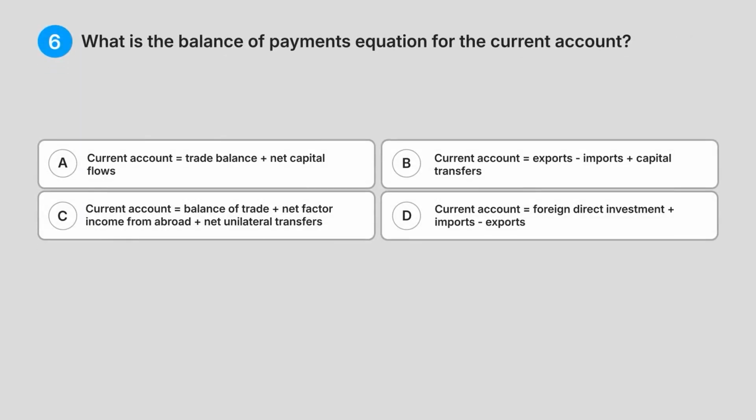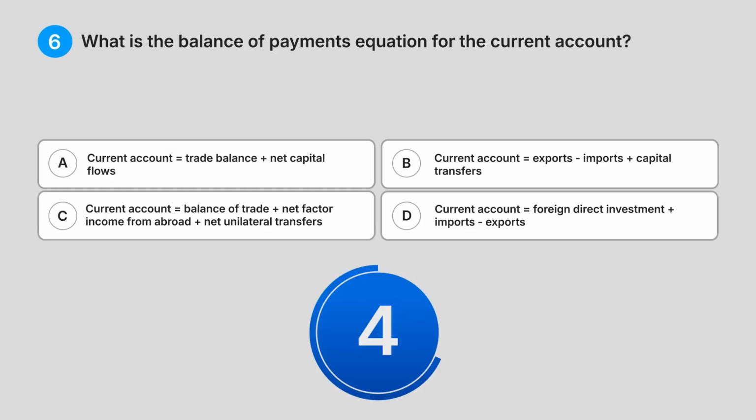6. What is the balance of payments equation for the current account? A. Current account equals trade balance plus net capital flows. B. Current account equals exports, imports plus capital transfers. C. Current account equals balance of trade plus net factor income from abroad plus net unilateral transfers. D. Current account equals foreign direct investment plus imports, exports. Do you know the answer?